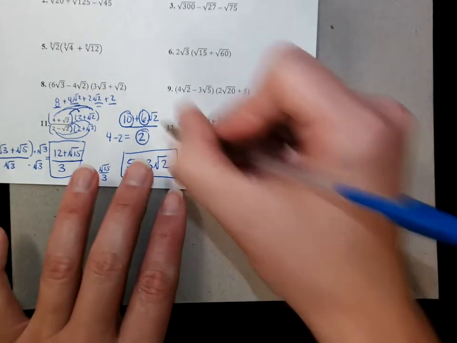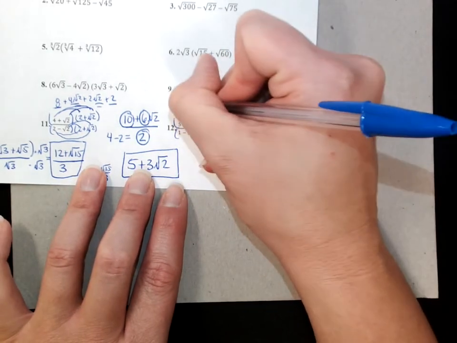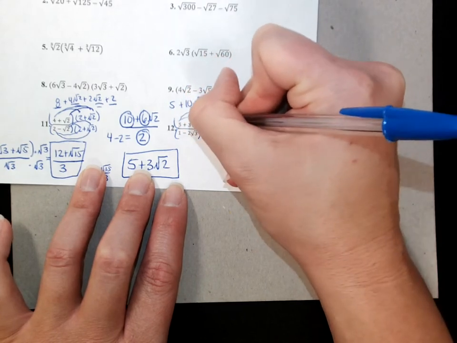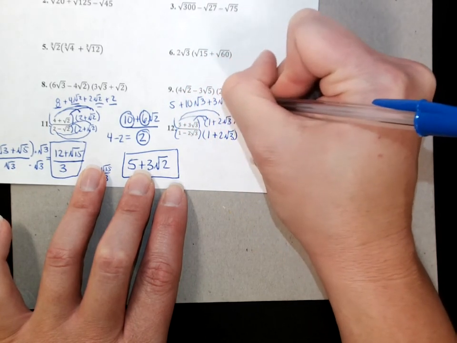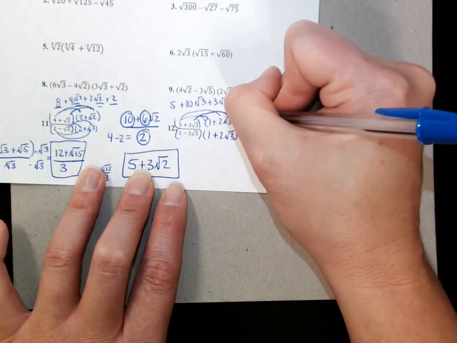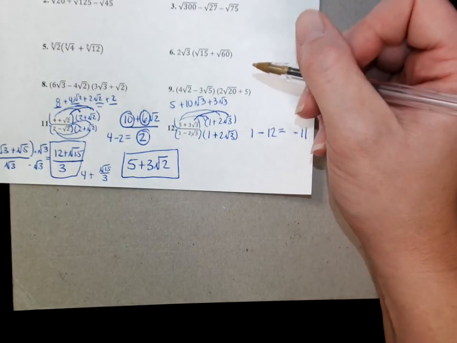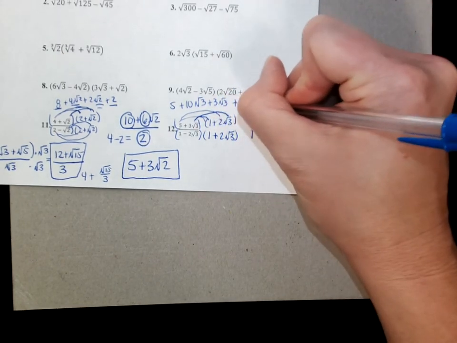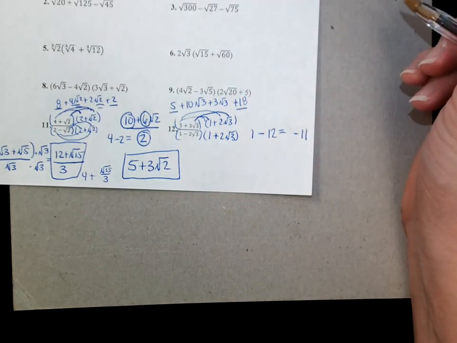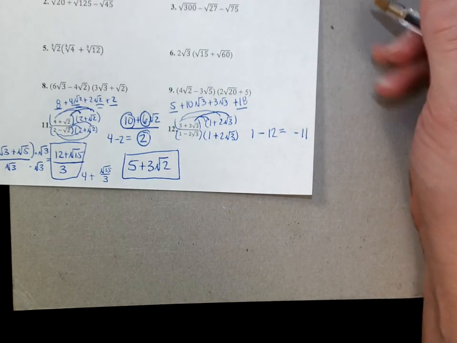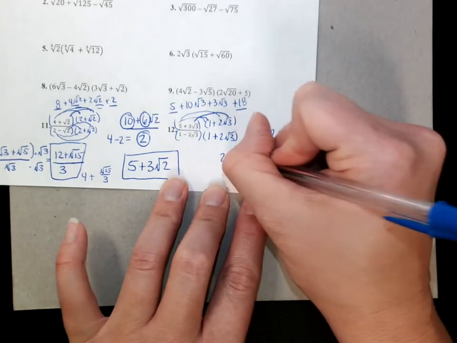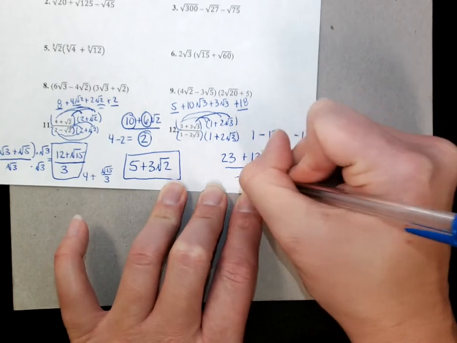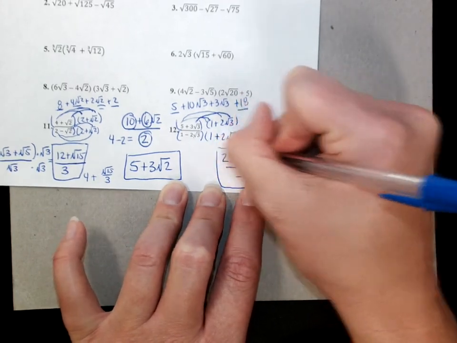Okay. Again, for the top, I'm going to have to FOIL that out. 5 times 1 is 5. 5 times 2 square roots of 3 is 10 square roots of 3. 3 square roots of 3 times 1 is 3 square roots of 3. 3 square roots of 3 times 2 square roots of 3 is 6 times 3, or 18. Again, when I combine like terms, 18 plus 5 is 23. I'm going to come down here and write it 23 plus 13 square roots of 3 all over negative 11, and quite honestly, that's really as simplified as that one gets.